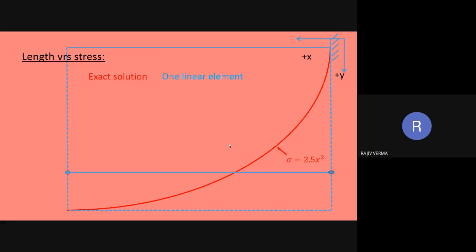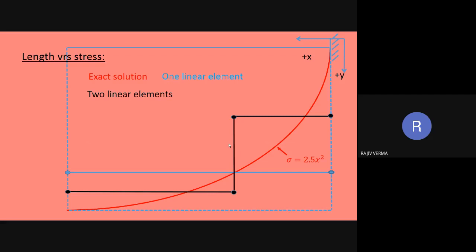This means that the stress is not varying as a function of x. It is a constant value throughout. But if we are taking two elements, the stress is going to be constant within each element itself. So we have two levels of stresses. Similarly, for 4, we have 4 levels of stresses.